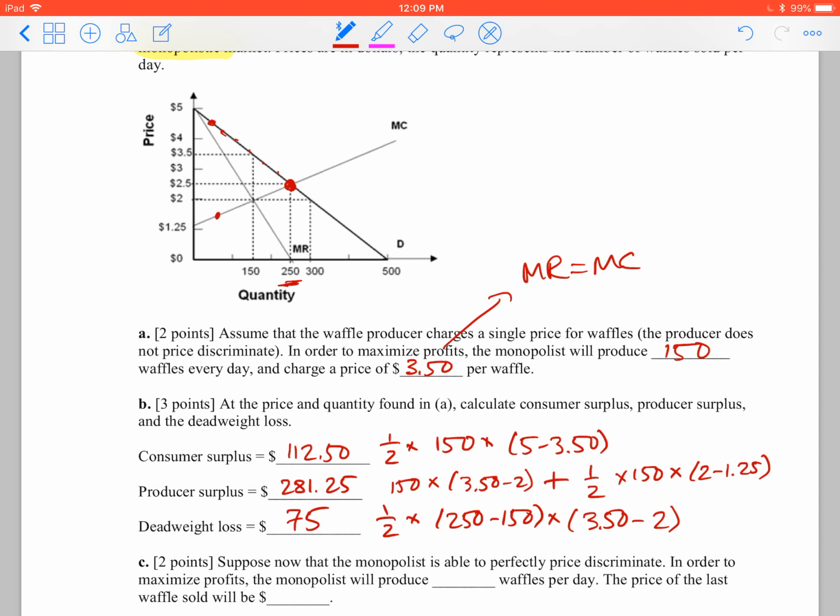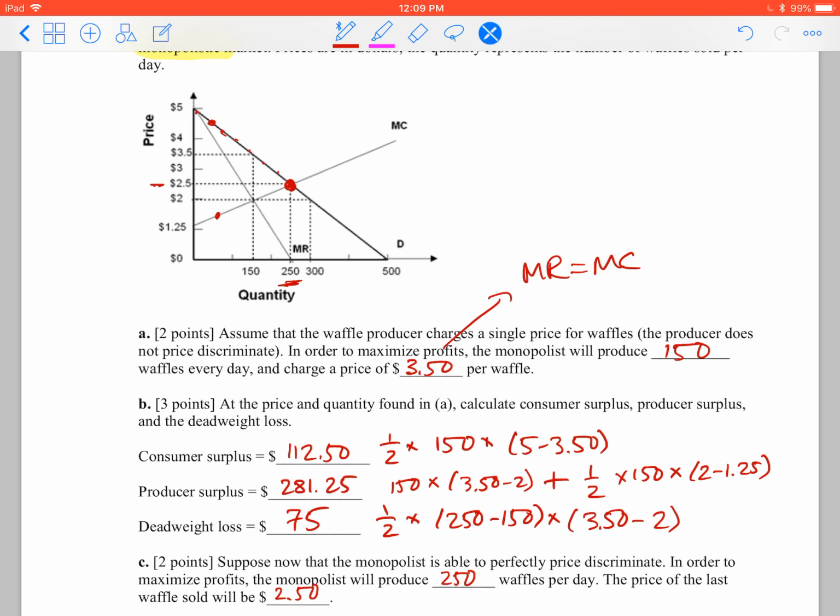Okay, so the monopolist then will produce 250 waffles a day. Now we can't say what's the price for everybody because everybody is being charged their own highest willingness to pay. So everybody's paying a different price. But we can say what's the price of the last waffle sold. That 250th waffle is being sold for a price of $2.50 because that's where demand and marginal cost intersect. Okay, the other waffles are being sold for $3 or $3.50 or $4 or $4.50 or $4.99. There's somebody out there who's willing to pay $4.99 for a waffle.